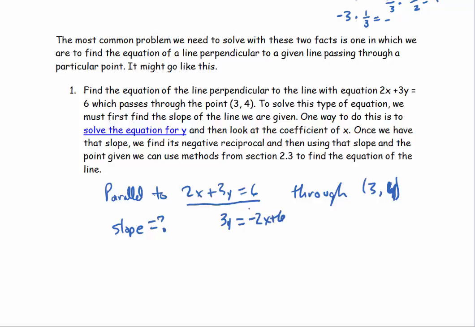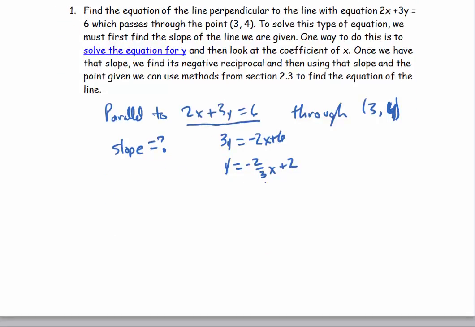So here we subtract 2x and we divide by 3. And we have the equation of the line y equals -2/3 x plus 2. Now the only thing that we're going to pick out of there is the slope. The slope of this line is given to us as -2/3. Now if the slope of this line is -2/3, what's the slope of the line that we're looking for? If we call that m2, we know that the slopes of parallel lines are the same, so we're going to use the same slope.